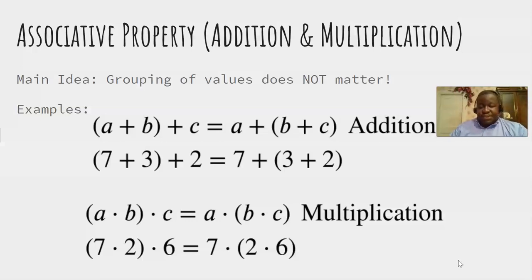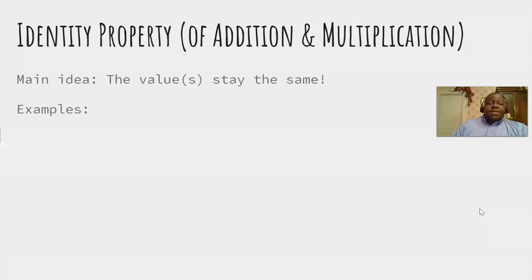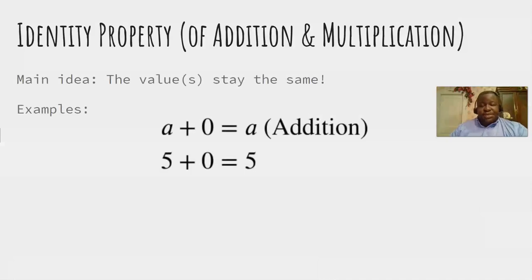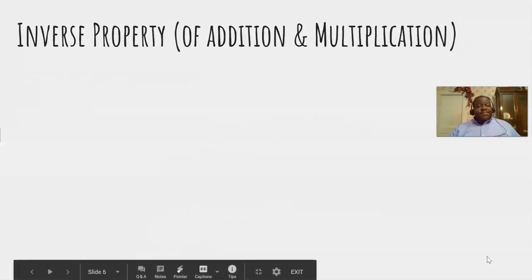Next property is the identity property, also of addition and multiplication. Main idea, the values stay the same. So identity, what keeps the values the same. So for addition, that's 0. Any value plus 0 is going to give you that value back. So 5 plus 0 is 5. And then for multiplication, that value is 1. So 9 times 1 will give you 9, or a times 1 will give you a.